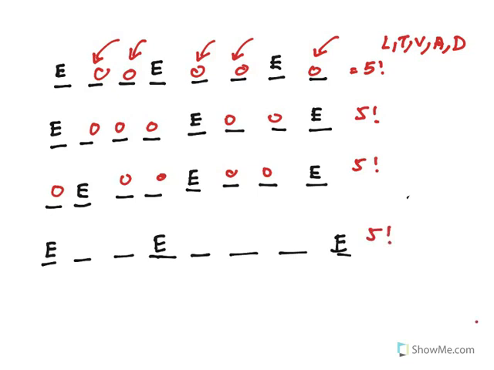So the answer for part 4 is to consider all 4 cases, and for each case, after I fix the E's, the number of ways to arrange the other letters is just 5 factorial. So simply we have 4 cases multiplied by 5 factorial, and the answer comes out to be 480. And that's the end of question 3.